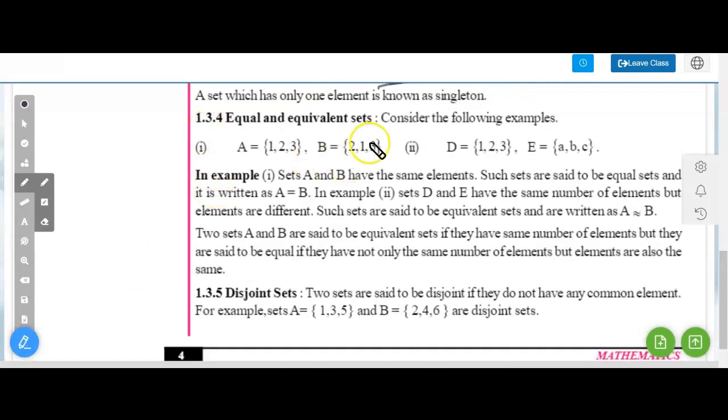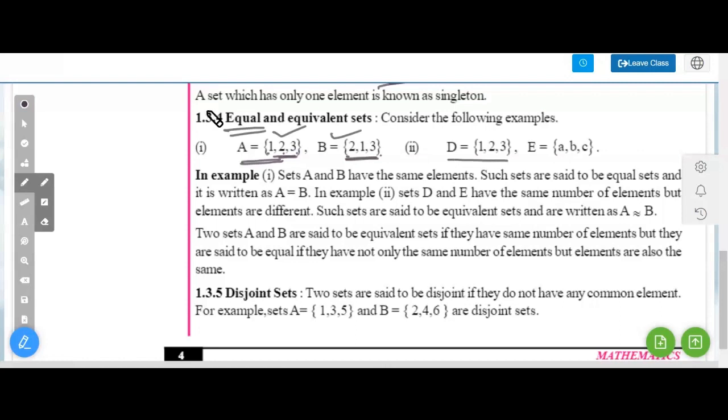The next is equal and equivalent sets. What is the difference between both of them? Equal sets means both the sets which are given, here A and B, have elements that are all similar. They can be arranged in a different way, but all the elements are the same. You can see here 1, 2 and 3 is available here. The same 1, 2 and 3 is available in the second set too. So they are equal sets. There is no difference between both the sets.